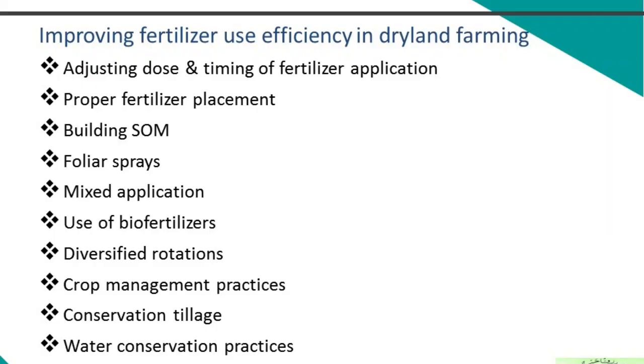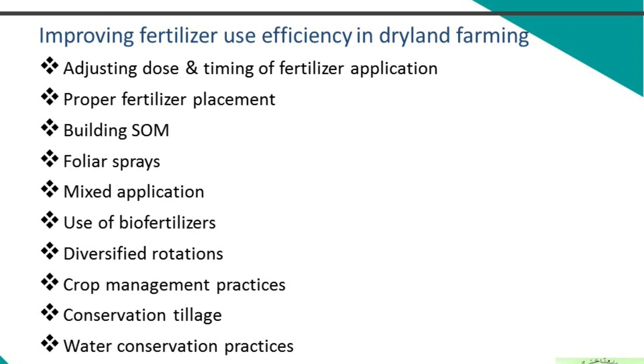Another strategy is building up of soil organic matter by adding farmyard manure or poultry manure or compost, or by green manuring. Green manuring is highly effective for improving both the physical and chemical properties of soil and the building of soil organic matter, which is a panacea for agriculture. Mixed application of phosphorus with farmyard manure considerably improves the use efficiency of phosphorus.